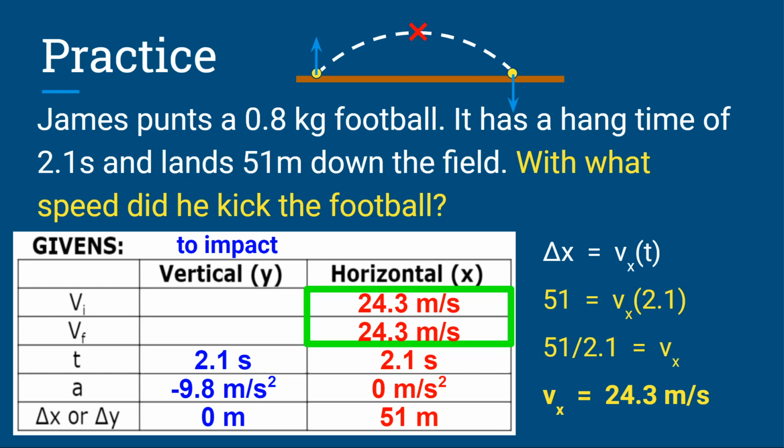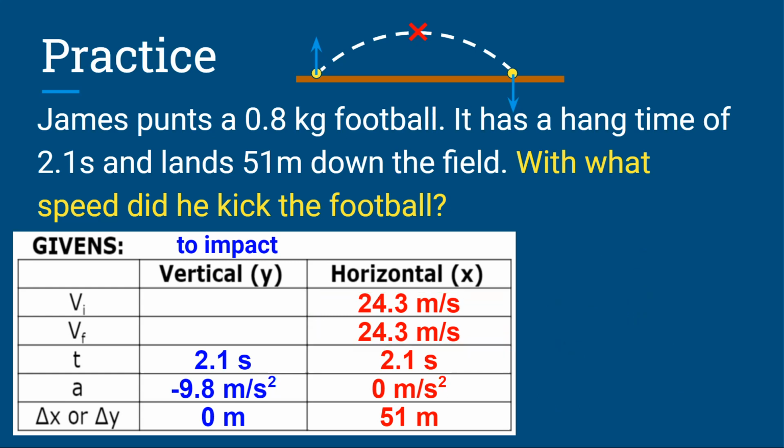So we found the horizontal piece, but again, the question doesn't say what's the horizontal speed. It wants the total. We kicked it diagonally. We need to get the vertical as well. So let's go ahead and solve for our initial vertical velocity. Again, I can solve for that because I know time, I know acceleration, and I know delta y. I can use this kinematic equation to solve for vi.